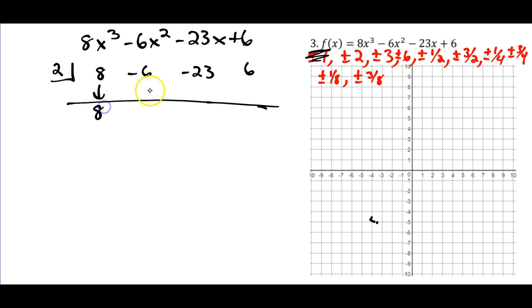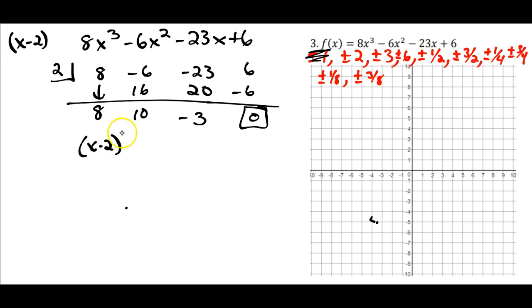Let's look at +2. So drop the 8, 16, add, we get 10, 20, -3, -6, add, I get 0. So there we go. So I know that 2 is a 0. That means that x minus 2 is a factor. And so if x minus 2 is a factor, I can rewrite all of this as x minus 2 times 8x squared plus 10x minus 3. And just in case you didn't see the first two, the reason why I chose that to be squared is because it's 1 power less than the original function. Once again, clearing out room, I'm going to erase this up here now.